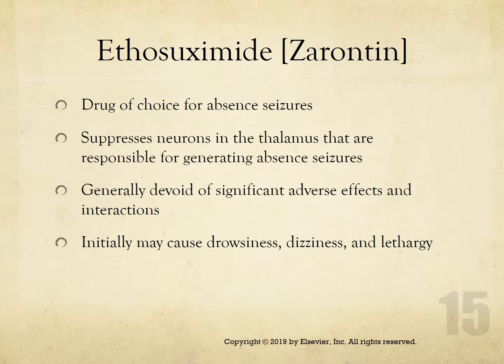Zarontin is a drug of choice for absence seizures. It suppresses neurons in the thalamus that are responsible for generating these absence seizures. It's generally devoid of significant adverse effects and interactions, and initially can cause drowsiness, dizziness, and lethargy.